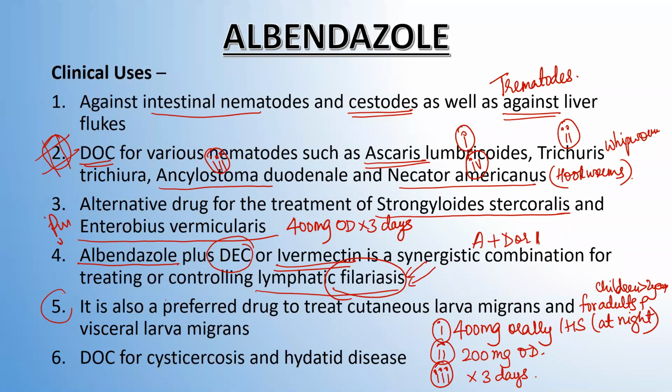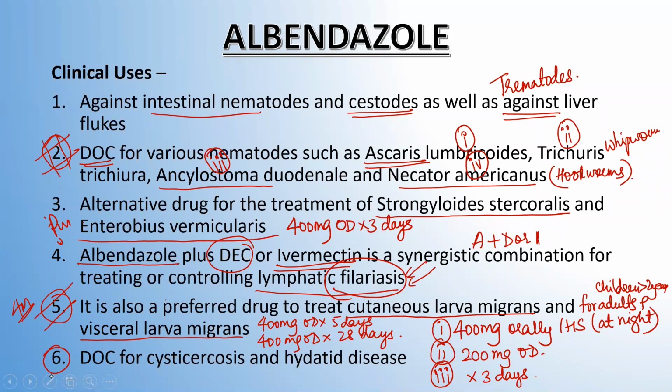Now, look at the fifth point over here. This is actually a 4 marker for you in microbiology. It is also a preferred drug to treat cutaneous larva migrans and visceral larva migrans. Right. Now, the dose will be 400 milligram OD into 5 days for cutaneous larva migrans, while for the visceral, it will be quite extensive, 400 milligrams OD into 28 days. Now, coming to the tapeworms over here, it is a drug of choice for cysticercosis and hydatid disease. It is used in a dose of 400 milligram BD into 28 days.